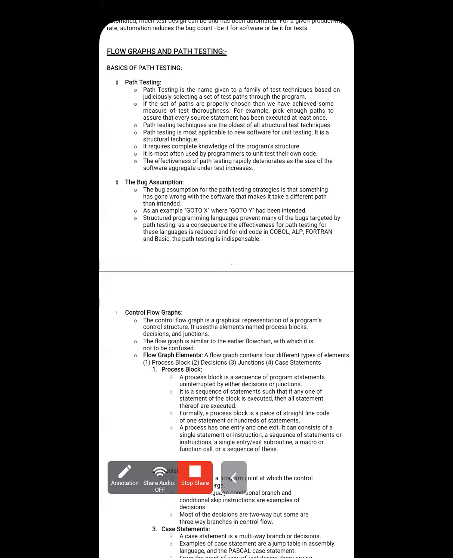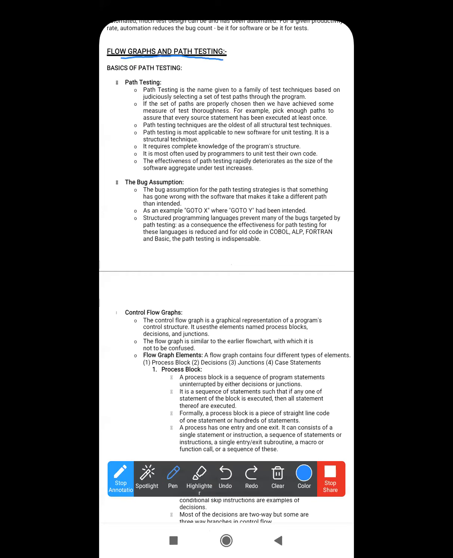Okay. Now, flow graph and path testing. First of all, what is the meaning of path testing? What is the meaning of path? Nothing but the roadmap. Here, path testing is a name given to a family of test techniques. And in these paths, they are properly chosen and then we achieve some measures of test thoroughness. For example, pick enough paths to ensure that every source statement has been executed at least once.